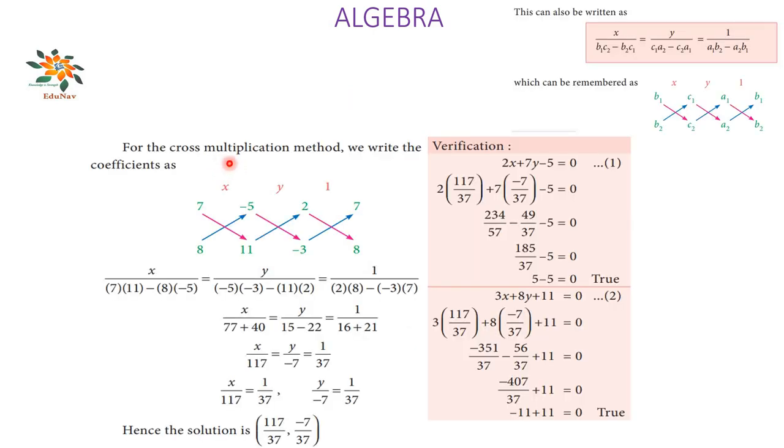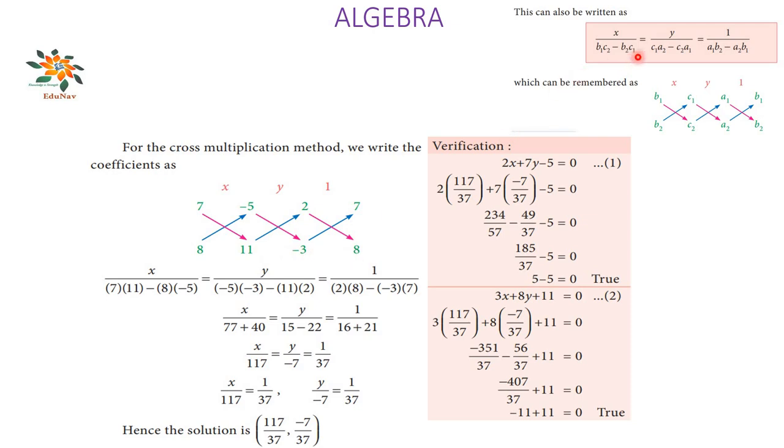Now we are going to apply the cross multiplication method by writing the coefficients as mentioned here. In the first row we will simply write x, y and 1. That's what I have done here. In the second row we need to write the values of b1, c1, a1 and b1, so the corresponding values are 7, -5, 2 and 7. In the third row we need to write the values of b2, c2, a2 and b2, so I have the values 8, 11, -3 and 8.